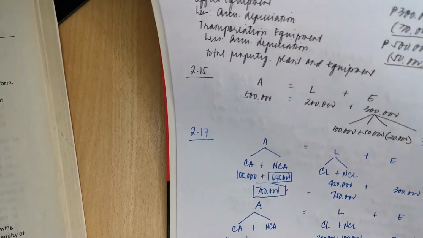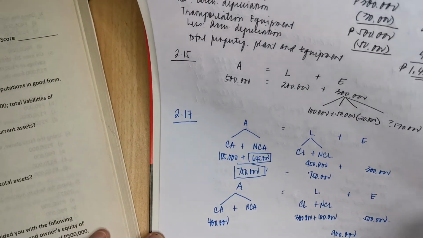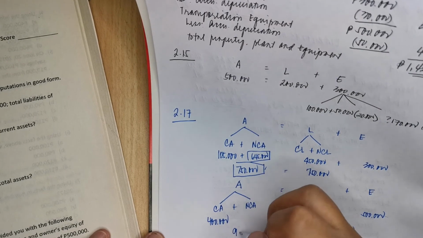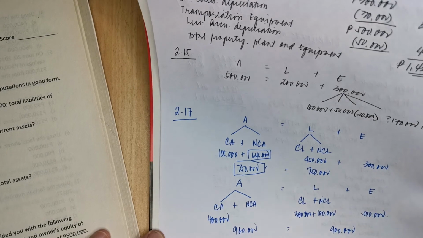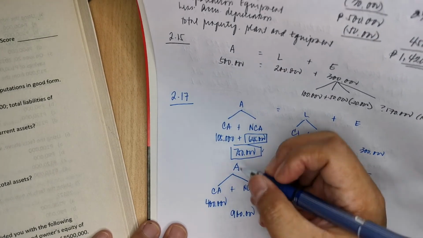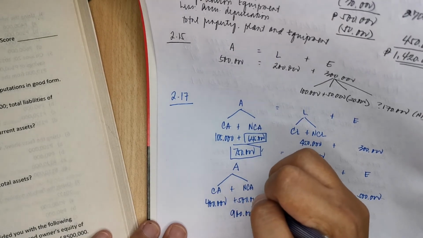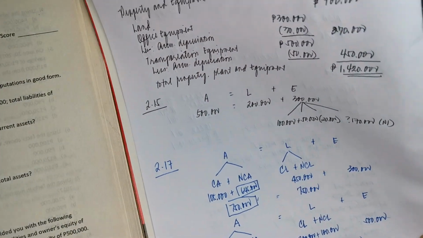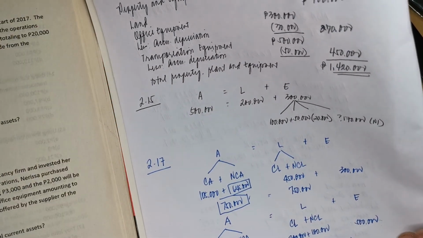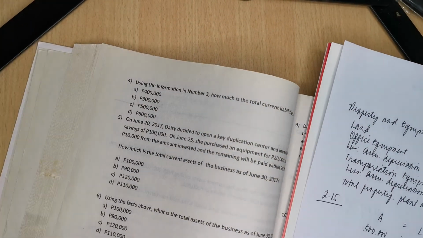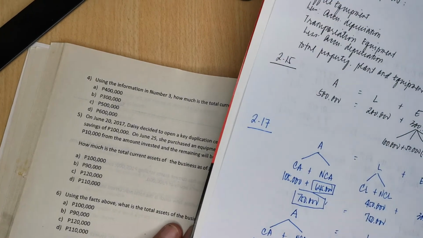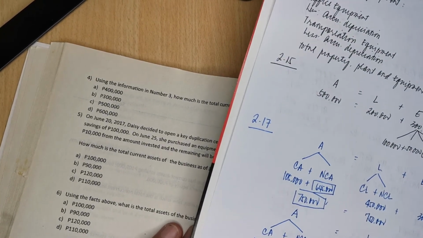Right? So therefore, dito naman, again, sabi natin, assets equal to liabilities plus owner's equity. So therefore, this is 900,000 para maging pagpantay siya. So ito 400,000. So therefore, non-current asset mo is 500,000. Okay? So ang tanong niya, non-current assets, 500,000. Using the information again, how much is the total current liabilities? So, total current liabilities natin is 300,000. Okay?